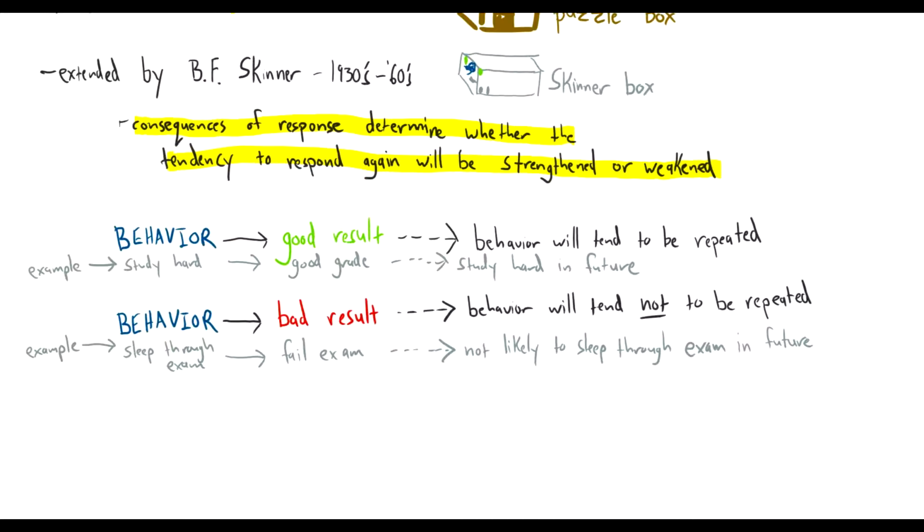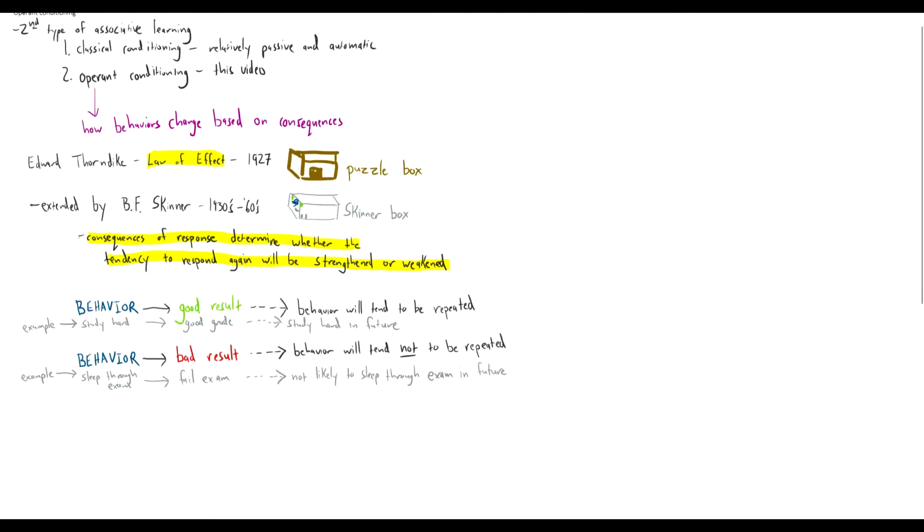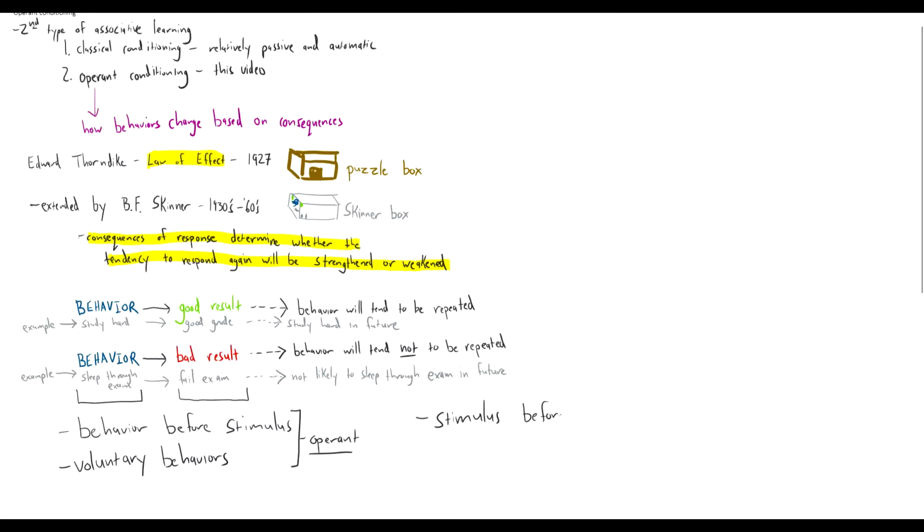So here we see a difference between classical conditioning and operant conditioning. Here with operant conditioning, the behavior occurs before the stimulus, and the stimulus then shapes the tendency of future behaviors. Operant conditioning also usually involves voluntary behaviors. Whereas with classical conditioning, we saw that the stimulus occurred before the response, and the responses that we were looking at were usually automatic or non-voluntary. So within the operant conditioning framework, we say that our behavior, and that of animals, is controlled and modulated by environmental consequences.